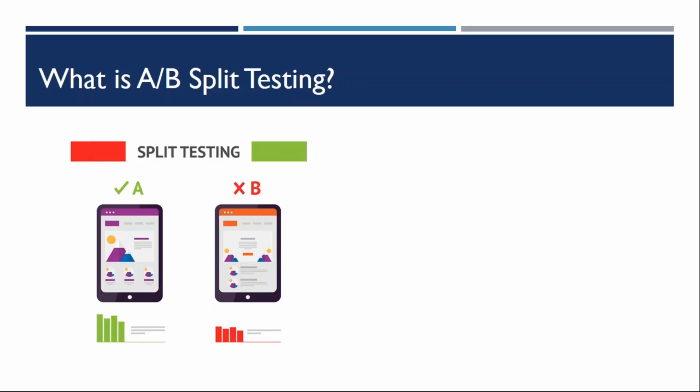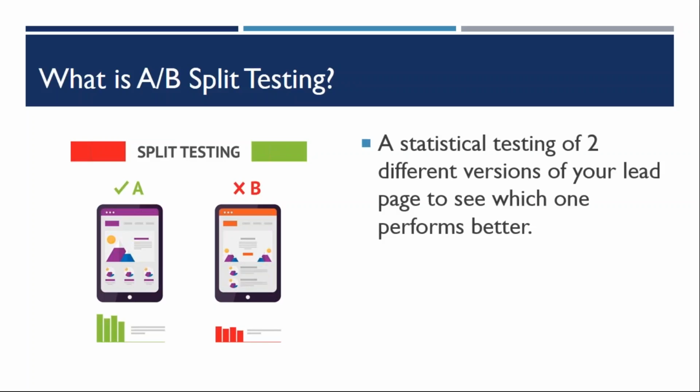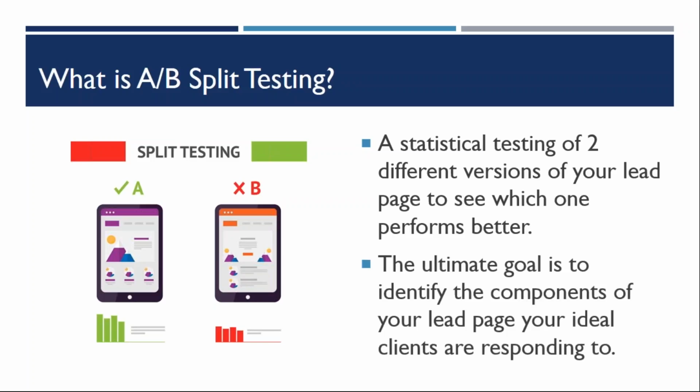So what is A/B split testing? Basically it's a statistical testing of two different versions of your lead page to see which one performs better. It's the same page, but they just look different. And the ultimate goal is to identify the components of your lead page your ideal clients are responding to. So you want to make sure that whichever one people are clicking and signing up on, that's the page that you want to use.